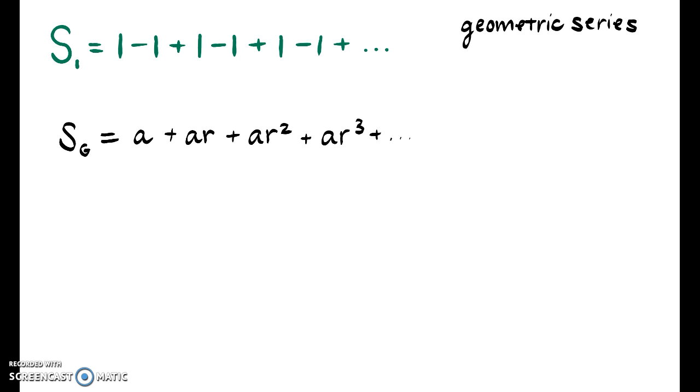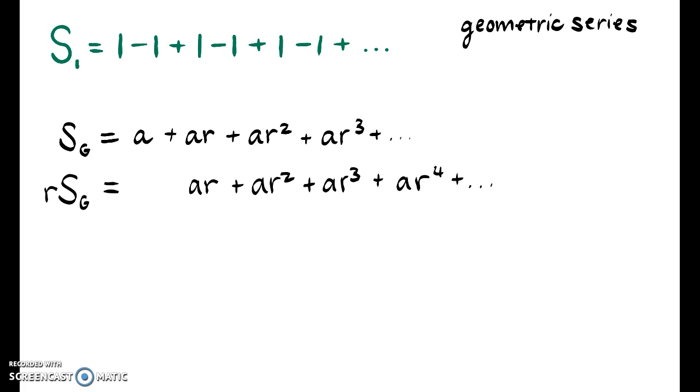Now, what does S sub g equal? Well, let's do one thing. Let's multiply S sub g by r. So we have r times S sub g. Now what is this equal to? A, the first term, becomes a times r. ar becomes ar squared. ar squared becomes ar cubed. And ar cubed becomes ar to the fourth.